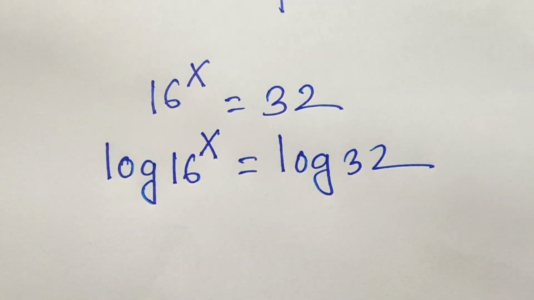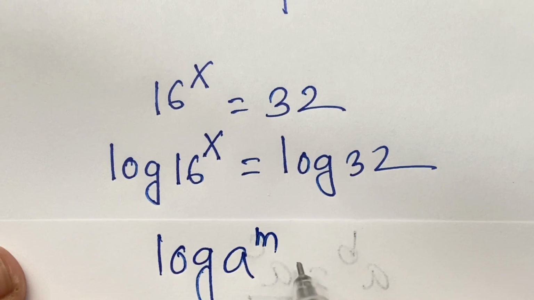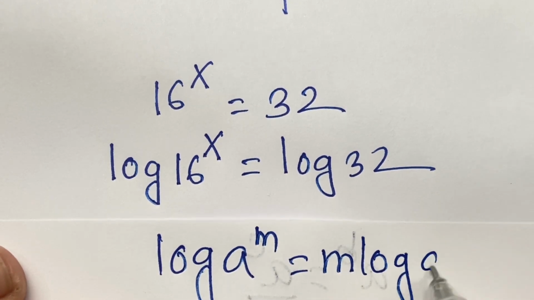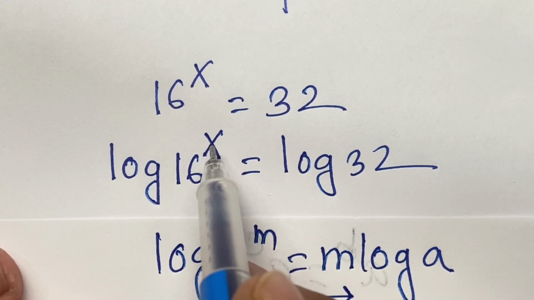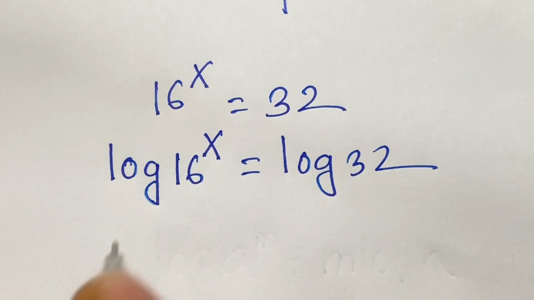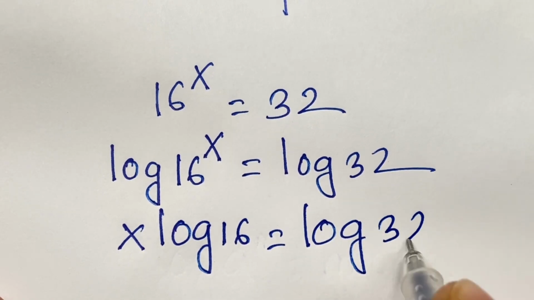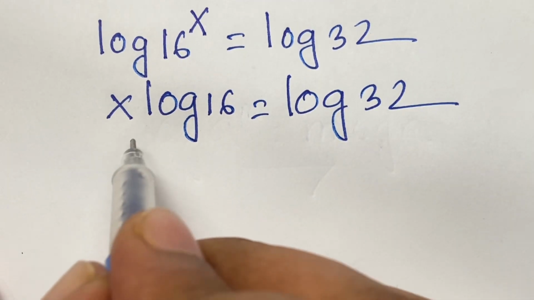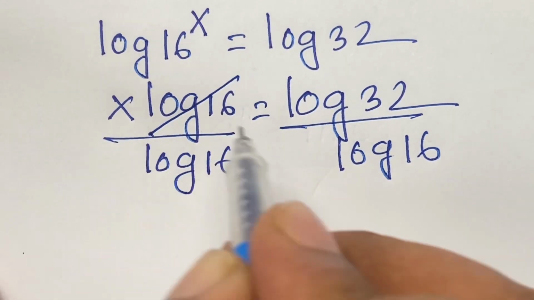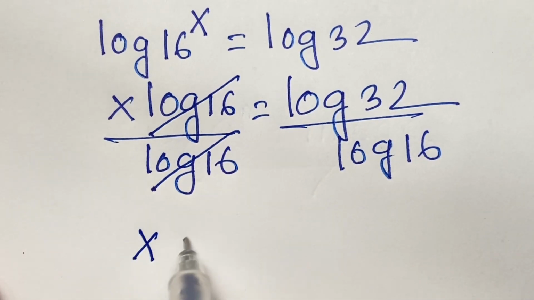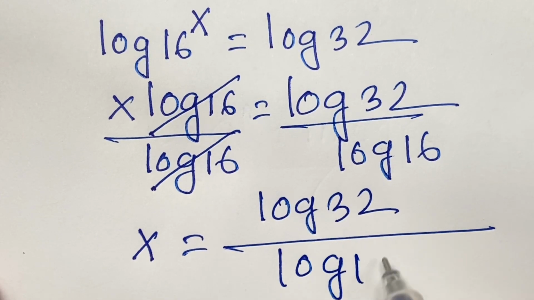Now we know that log a to the power m equals m log a. If I follow this rule, this time I can say this exponent, I mean this x, moves in front. So I can say x log 16 equals log 32. Now I divide both sides by log 16. So here log 16 cancels. We find x equals log 32 over log 16.